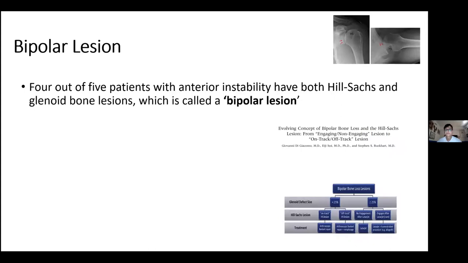If there is a Hill-Sachs lesion as well as a glenoid bone defect, then it is called a bipolar lesion, and it is present in 4 out of 5 cases of anterior shoulder recurrent instability. Depending upon these bone losses, various treatment modalities have been designed to address those pathologies.